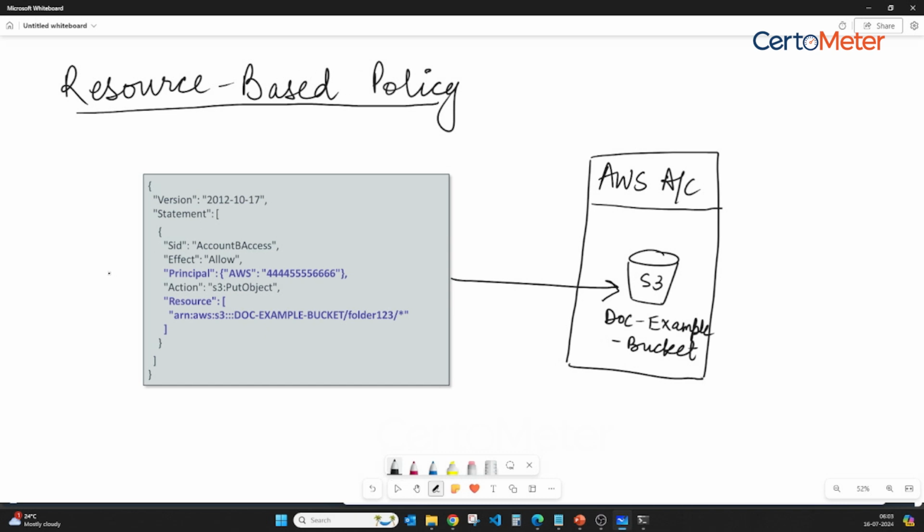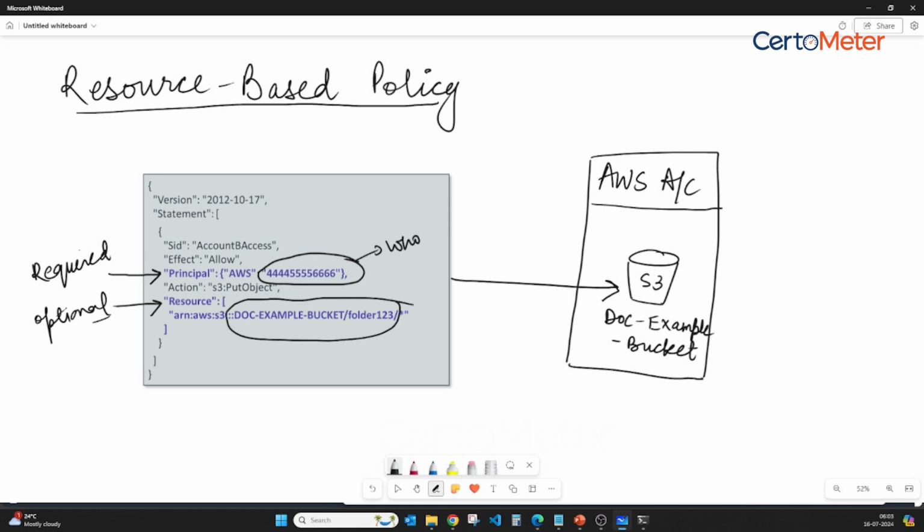file. Here I have the principal and the resource. This is required and this can be optional. Which means, with the resource-based policy, I can choose who will have access to what. Remember that? Authentication and authorization. So, who will have access to what?